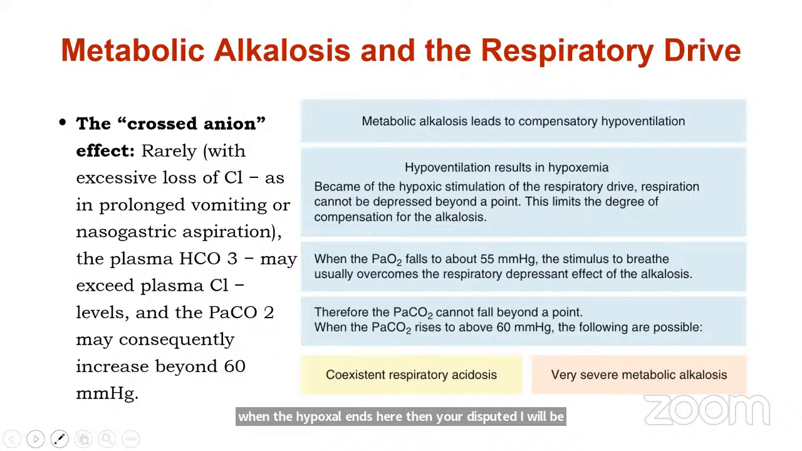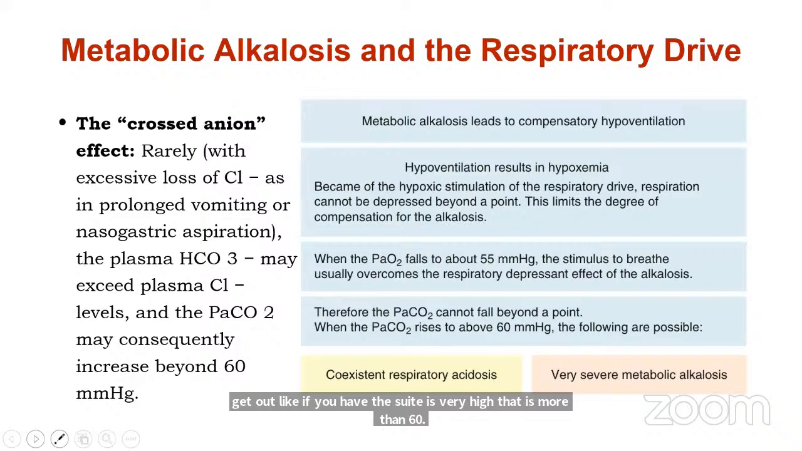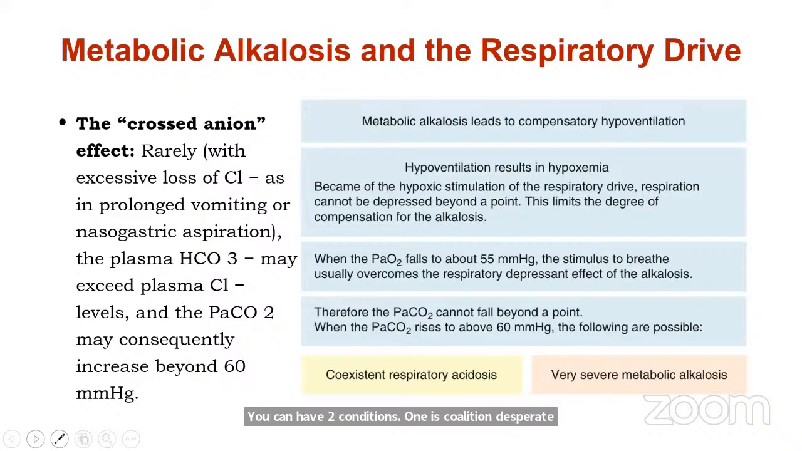If your CO2 is very high, that is, more than 60, you can have two conditions. One is coexistent respiratory acidosis, or severe metabolic alkalosis that is associated with the cross-anion effect. That means there is severe loss of chloride and the bicarbonate goes above the chloride level, and there will be severe respiratory depression with respiratory muscle weakness, and at that time your CO2 may go more than 60. Next slide, please.